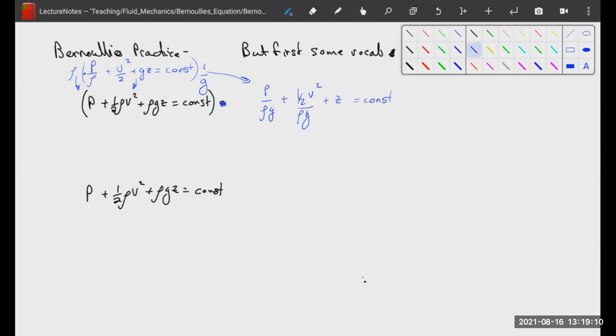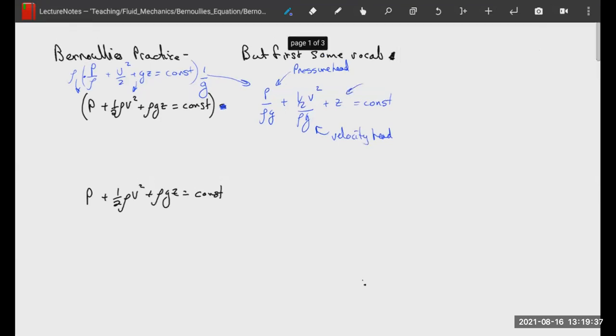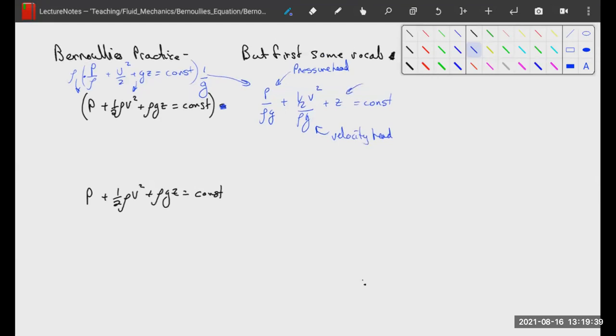I have looked for why the word head was introduced here, and I haven't been able to figure out exactly where that came from historically. But each of these terms has a name. This one is called, as you might expect, the pressure head. This one is called the velocity head. And this one is called the elevation head.